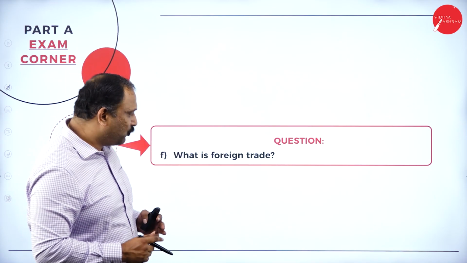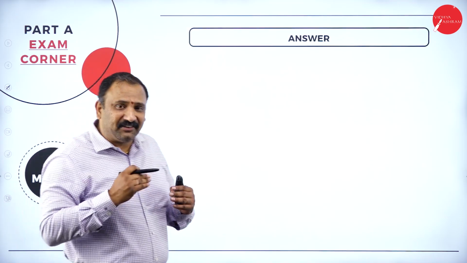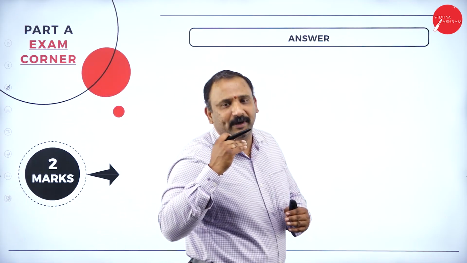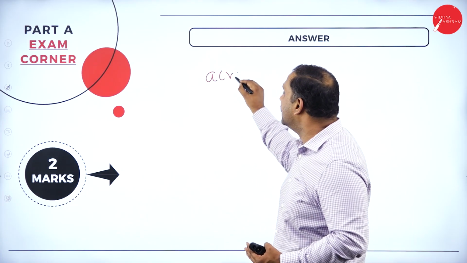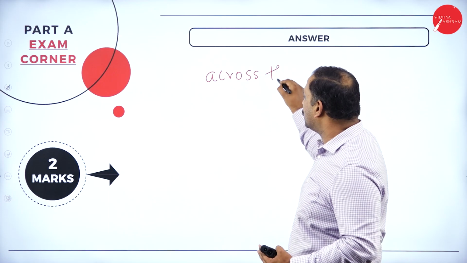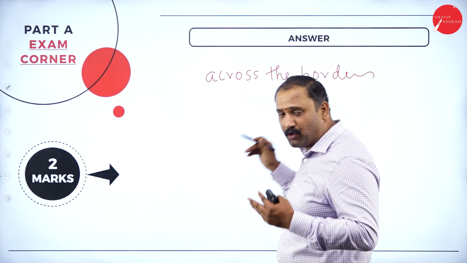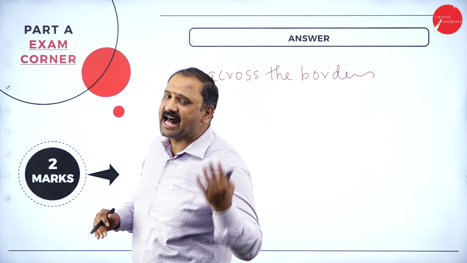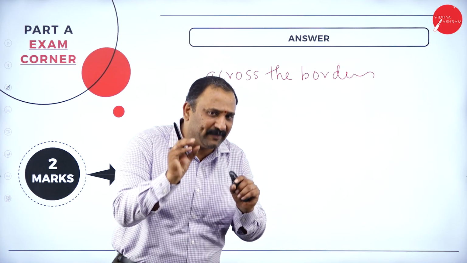Now, followed by, what is foreign trade? Foreign trade means the trade that is carried overseas across the borders. So I would say, please bring in this keyword, across the borders. The trade that is carried across the borders in terms of exports and imports is known as foreign trade. So these are the keywords. These are very, very simple.